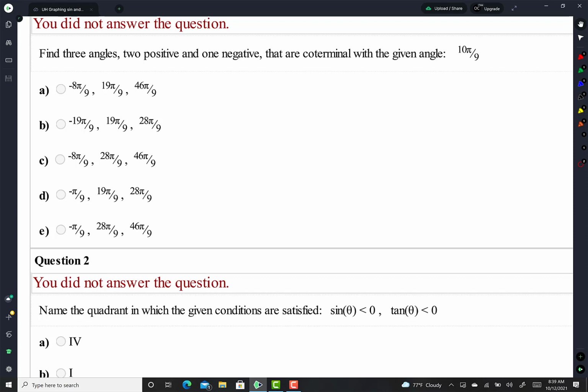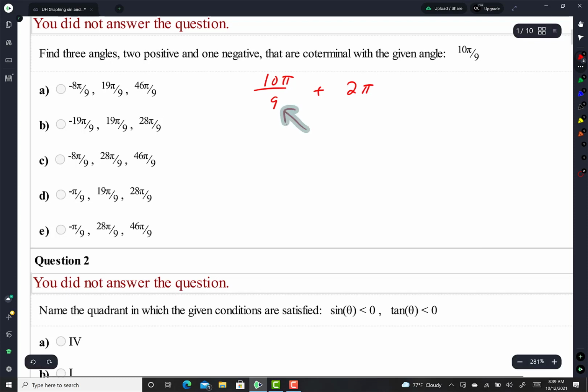So 1 revolution is how many degrees? 360. So if we're in degrees, we would add 360. This is in radians, so 1 revolution is 2 pi. That's all you're doing. You take 10 pi over 9, the angle they give us, and add 2 pi. You want a common denominator of 9. It's real easy to get: put a 9 on the bottom, and multiply that 2 by 9. 9 times 2 is 18, and there it is. That's 2 pi.